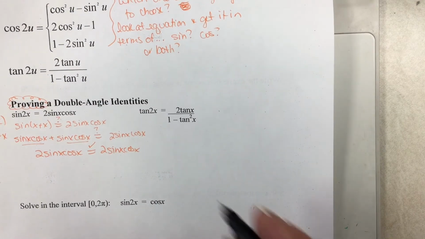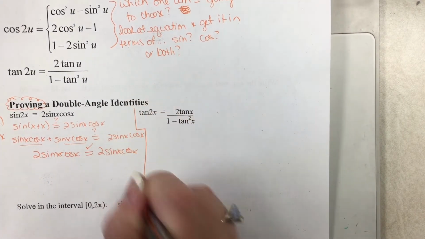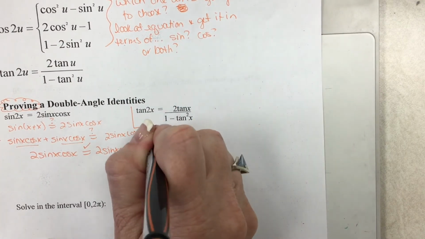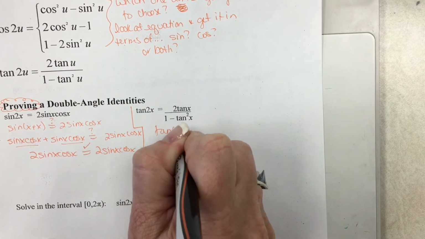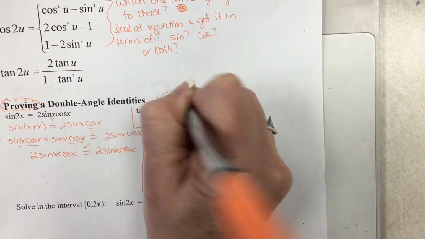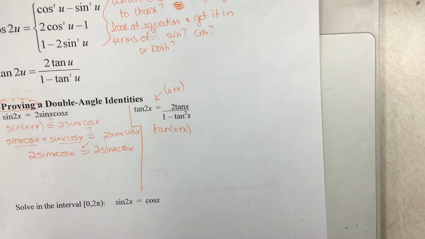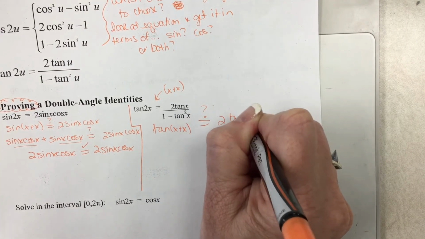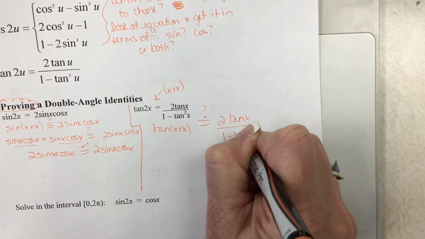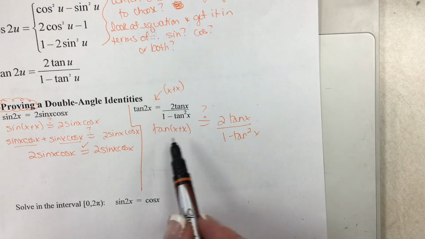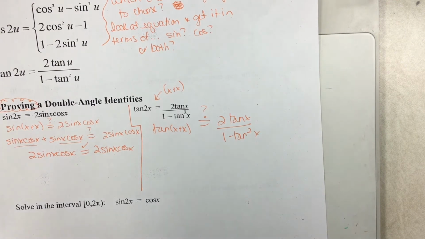Okay, let's do the same thing for tangent. So I'm thinking, not tangent 2x, but I'm thinking of tangent x plus x. Okay, I'm thinking x plus x. Does that really equal 2 tangent x over 1 minus tangent squared x? We really want to know. So tangent is that long formula.